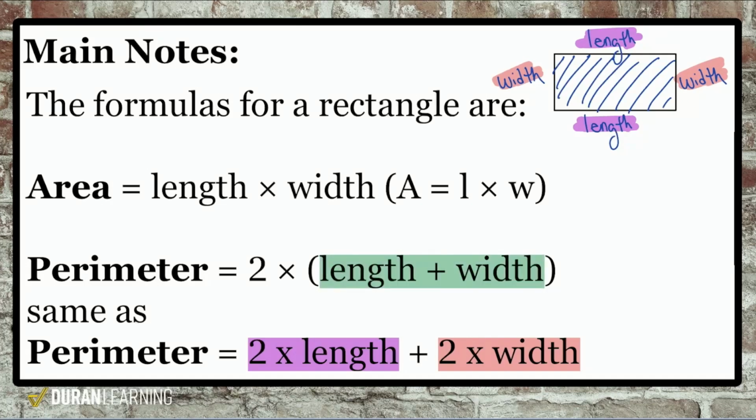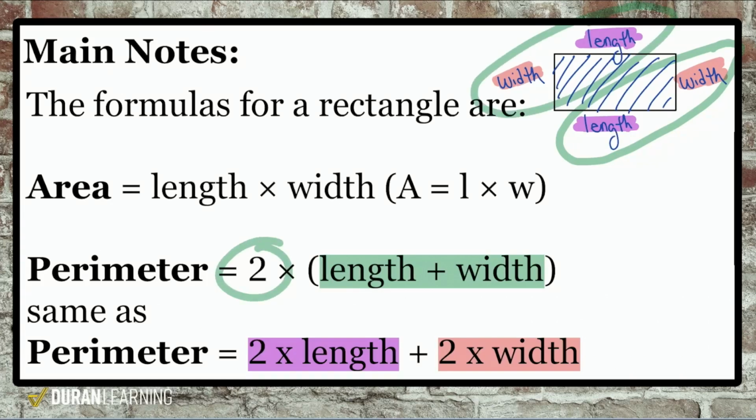And let me show you this. Length plus width. And then how many times does that appear? Twice. And that's where the 2 comes in. So if you add the length and the width and then you double the result, again, it's the same exact thing. Both of these mean length plus width plus length plus width. You can just write it 2 different ways.